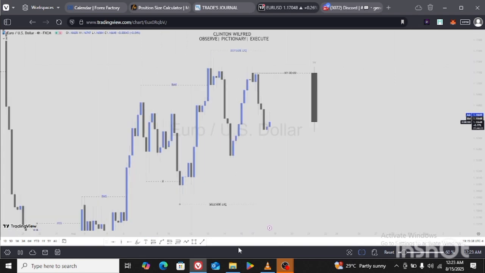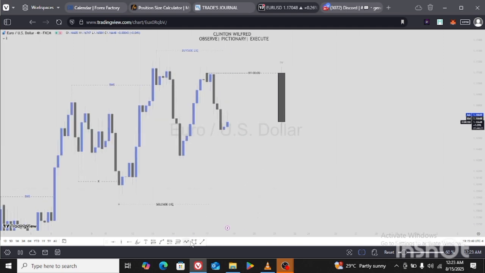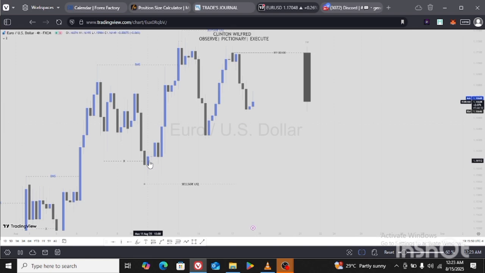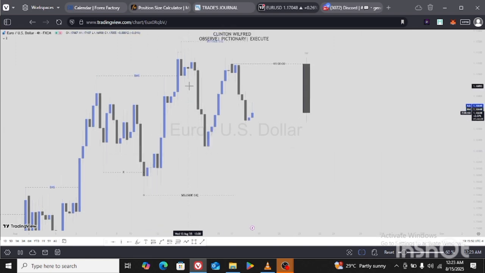So what did price do? We had this sweep. So I was looking for a reversal trade short to a certain level, to this FVG. You can see it broke market structure, and after that breaking of market structure, I will look for a sweep of this side. Very simple logic.